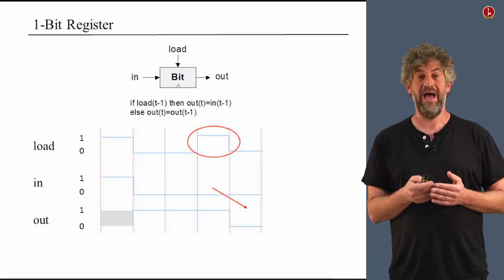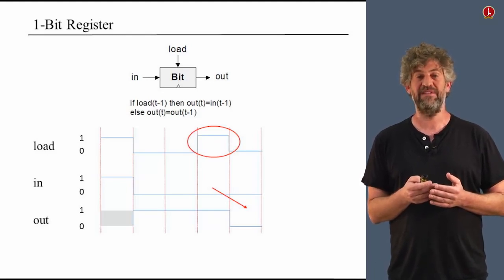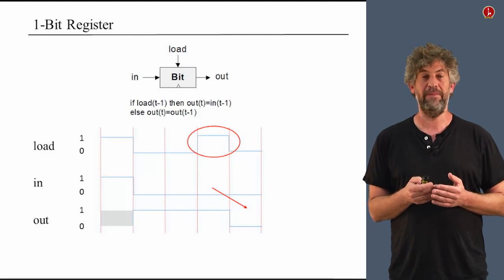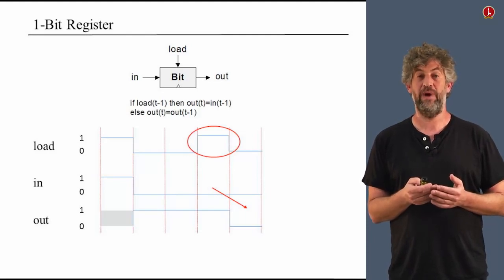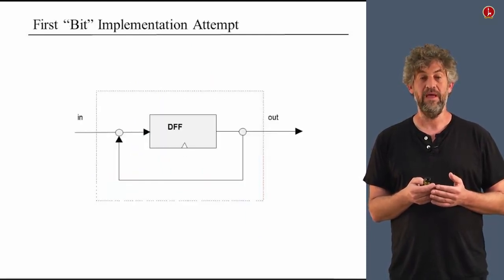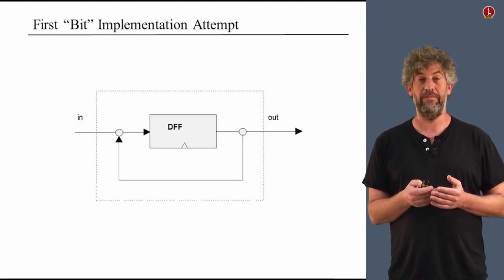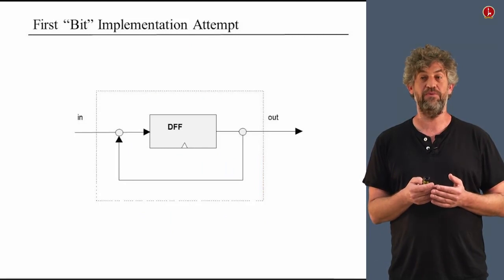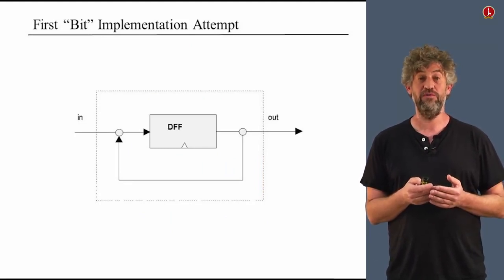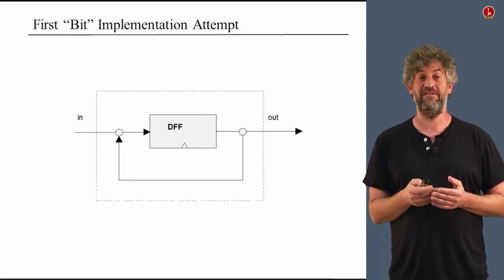How can we do that? How can we pipe the value that we remember so it will keep on being remembered until we ask to change it? Well, here's the first naive approach. We'll take the output, what we currently remember, and plug it back into the input of a D flip-flop. And this way, the D flip-flop, unless we tell it to load a new value, will just keep on having the same value looping inside it, if you wish.